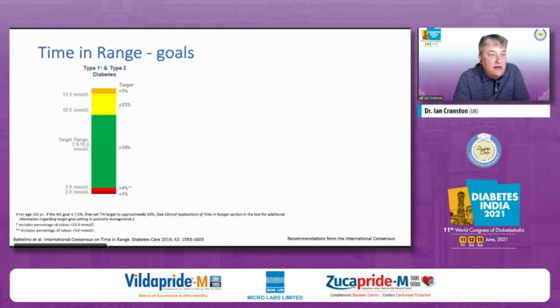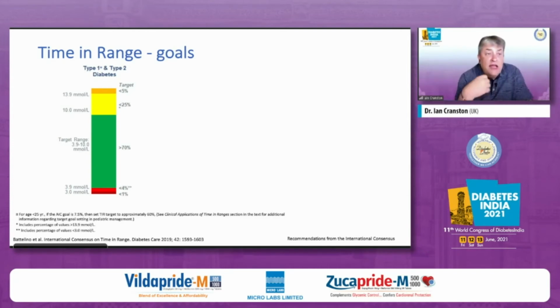So the detail of those goals for the time in range is identical for type 1 and type 2 diabetes in terms of general population benefit. The idea is to try and achieve at least 70% of time in this 3.9 to 10 range, and less than 4% below 3.9. And although we call it a time in range goal, I think we have to, in our minds, expand that to time in range and time below range. I don't think it's about one or the other.